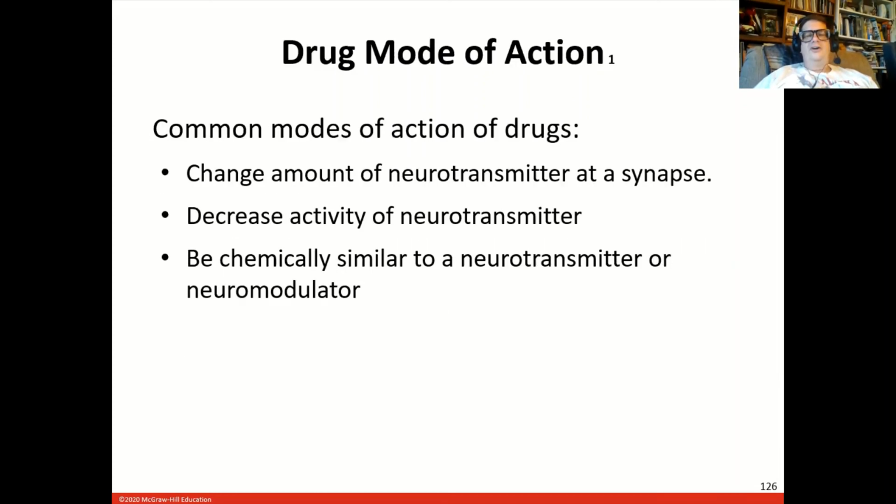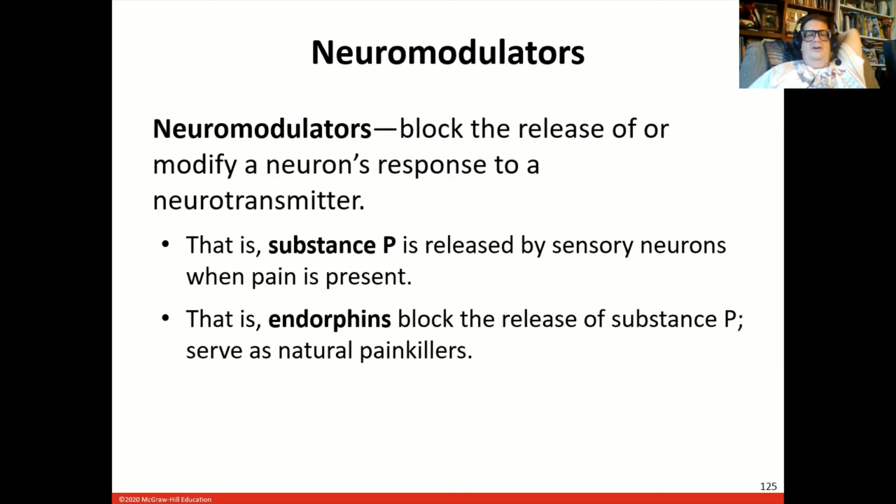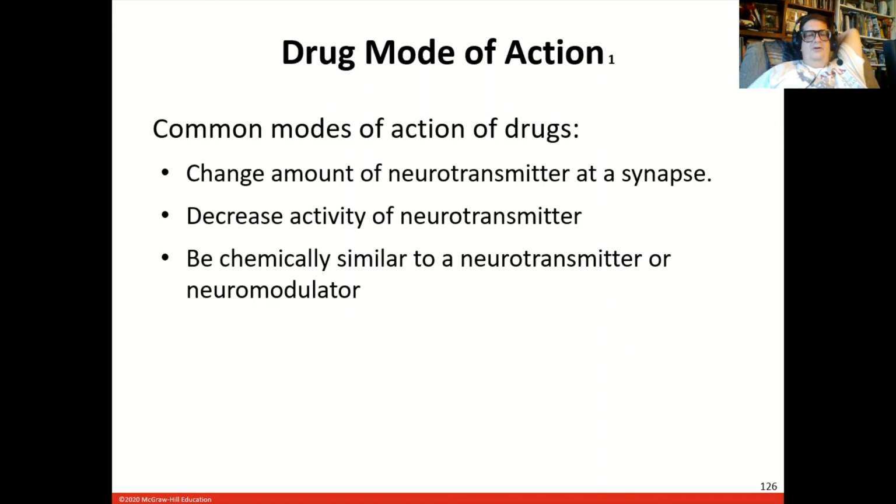All right, so let's talk about pharmaceuticals. There are ones that change how much neurotransmitter you have at a synapse. There are ones that will decrease the activity of that neurotransmitter, not change the amount, but change how you respond to it. And there are some that chemically mimic either the neurotransmitter or a neuromodulator. We're about to go into each one of these.